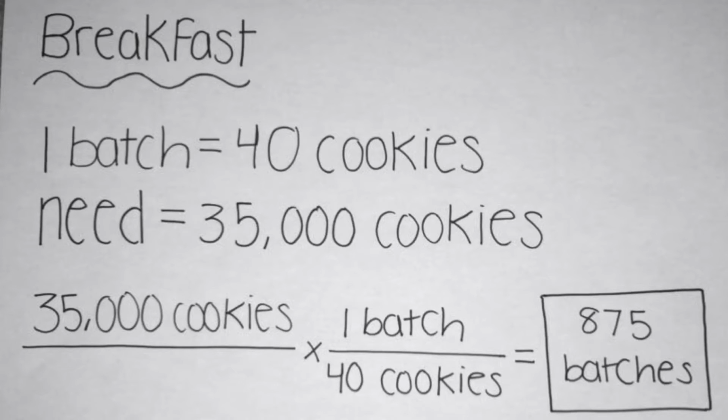One batch makes 40 cookies and we need to make 35,000 cookies. We used factor label to determine the number of batches. We multiplied the 35,000 cookies and the one batch. We divided it by 40 cookies and we got 875 batches.